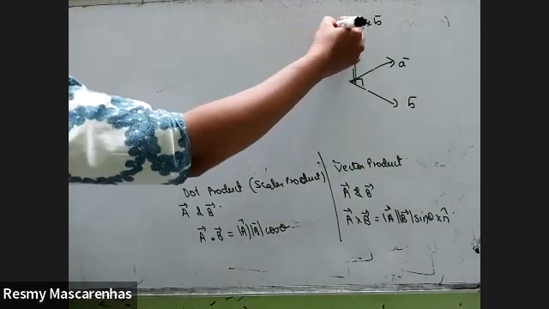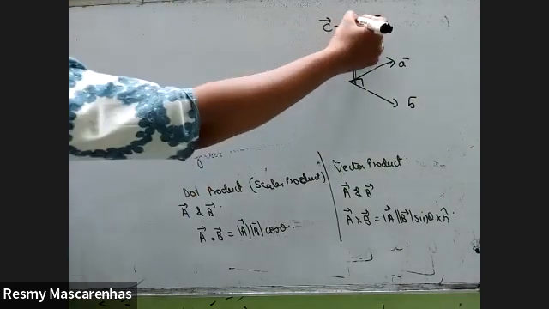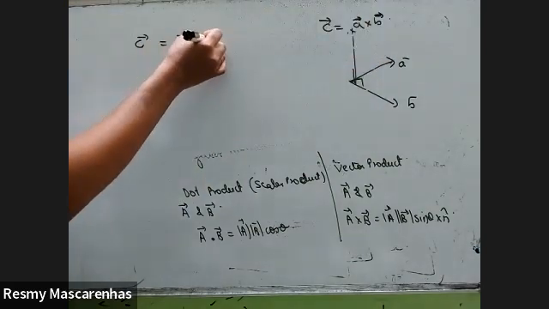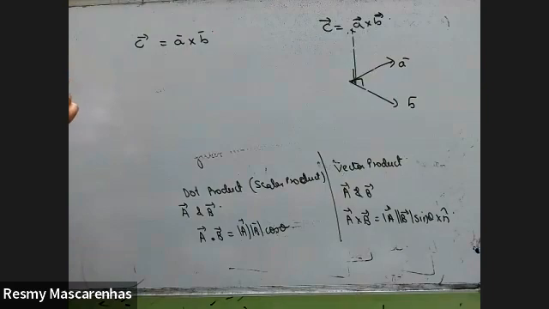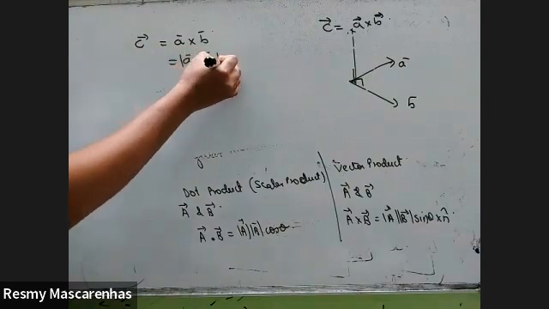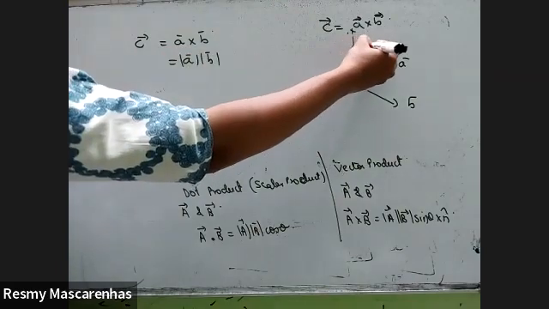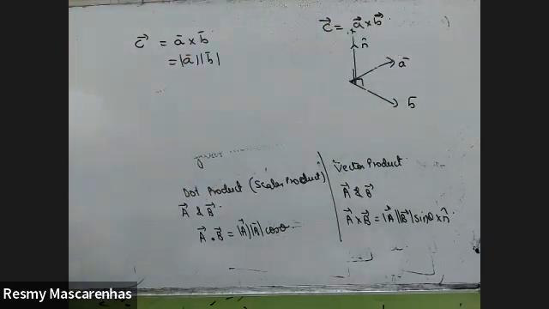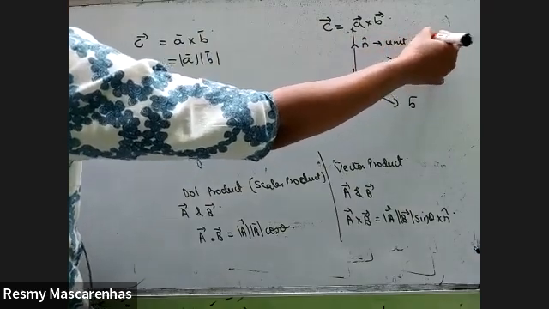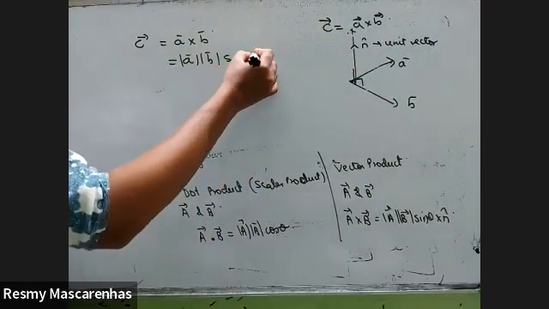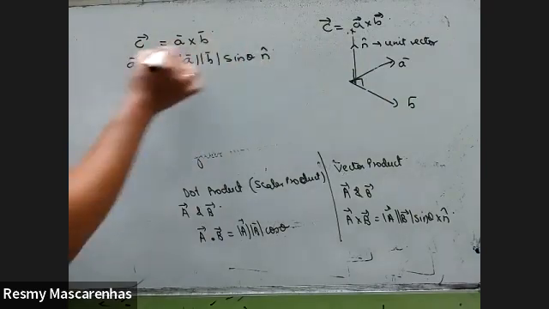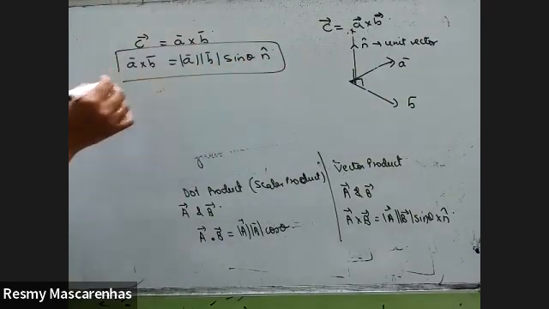Okay. So this can be written as C bar. C bar will always be A bar cross B bar, and the formula is always A bar, B bar. Now, which is the vector? Any vector we have to take as n cap. This is called a unit vector. Sine theta, A bar cross B bar into n cap. This is the main formula.